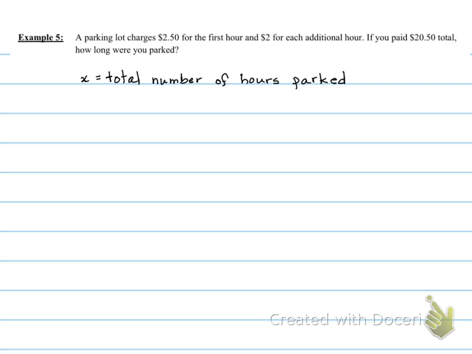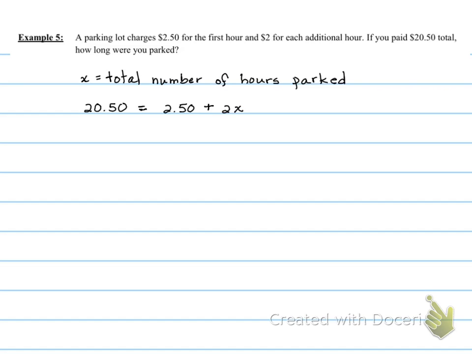So now we're going to write an equation. So I know that my total cost was $20.50. Then on the other side of the equation, we are going to write down how we got there. So what do I have to pay for? Yep, I've got to pay $2.50 no matter what. And we can assume that they charge us for the entire hour if we stay part of an hour. That way we don't have to worry about partial hours. So $2.50 for the first hour. And in addition to that, I have to pay what? 2x, because you don't know how many hours.